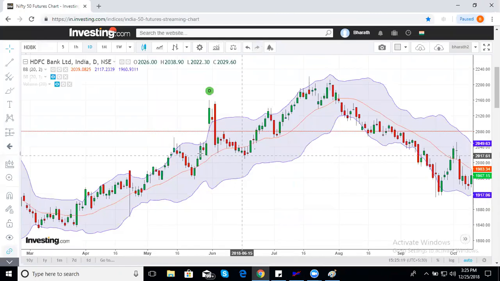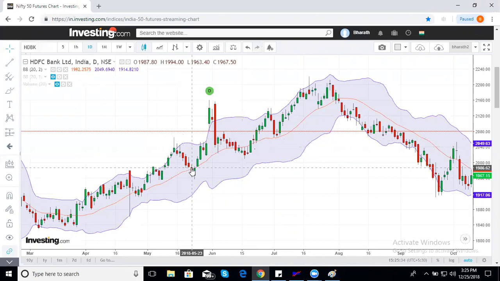HDFC Bank, what was happening is, buyers were able to push the prices above the 2 standard deviation. First time. Again, buyers were able to push the prices outside the 2 standard deviation. Again, it comes back to the middle band, goes up. Again, buyers pushed the prices above the 2 standard deviation curve, came back to the middle band. Fourth time, again they could take the prices outside the 2 standard deviation. Fifth time, they could touch it. Sixth time, they could hardly manage to take it away from the middle band.